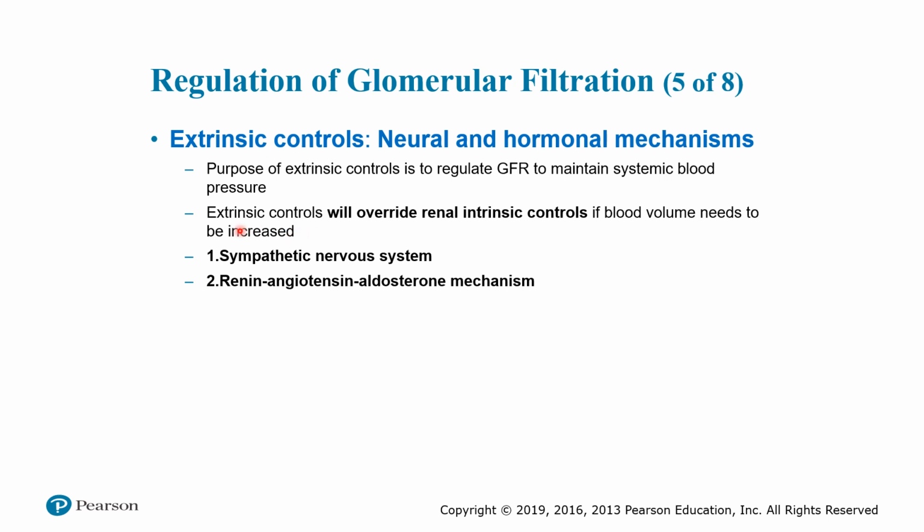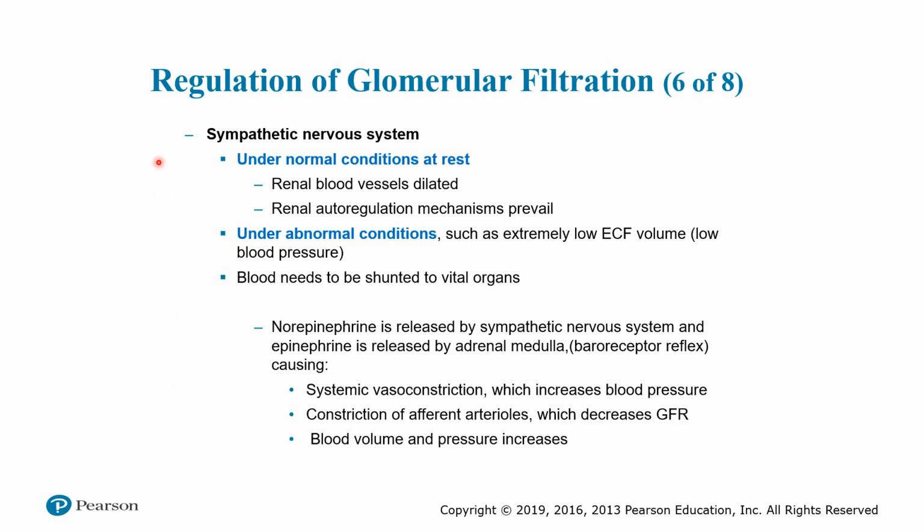Okay, so these are two: the sympathetic nervous system, and then we have the renin, angiotensin, aldosterone system. This is our neural control, and the renin, angiotensin is our hormonal control. Let's go over these. So the sympathetic nervous system: under normal resting conditions, when everything is going normal, the renal blood vessels are dilated, and the renal autoregulation mechanisms prevail. So under normal blood pressure conditions, the renal autoregulation mechanisms are in charge.